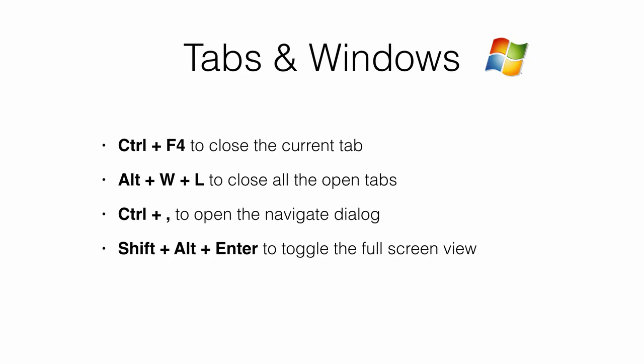Press Ctrl and comma to open the Navigate dialog. You can find a file, a class, or a method here much faster. And finally, use Shift, Alt, and Enter to go to the full screen view or get out of it.